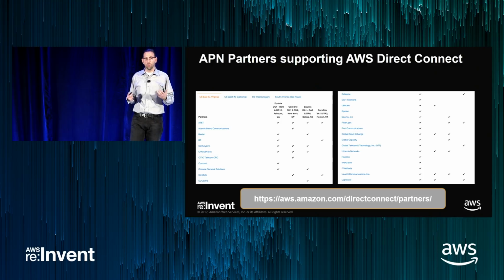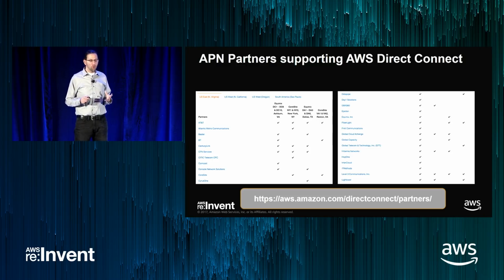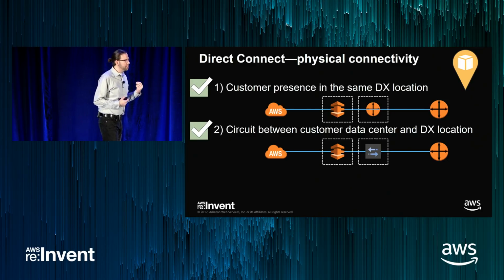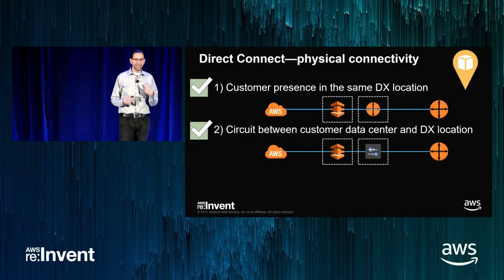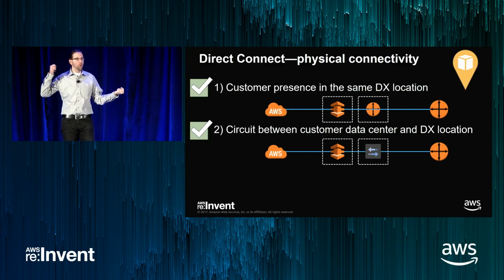These are partners that are well-versed in building out circuits into some or all of the Direct Connect locations. But if you're already working with network providers, even if they're not on this list, talk to them. Ask them if they're able to build you such a circuit into the location that you've chosen. So what's going on behind the scenes in this scenario is that these partners have some piece of equipment at the co-location, and they extend layer 2 connectivity between your data center all the way to that port, the one that's mentioned in the LOA.